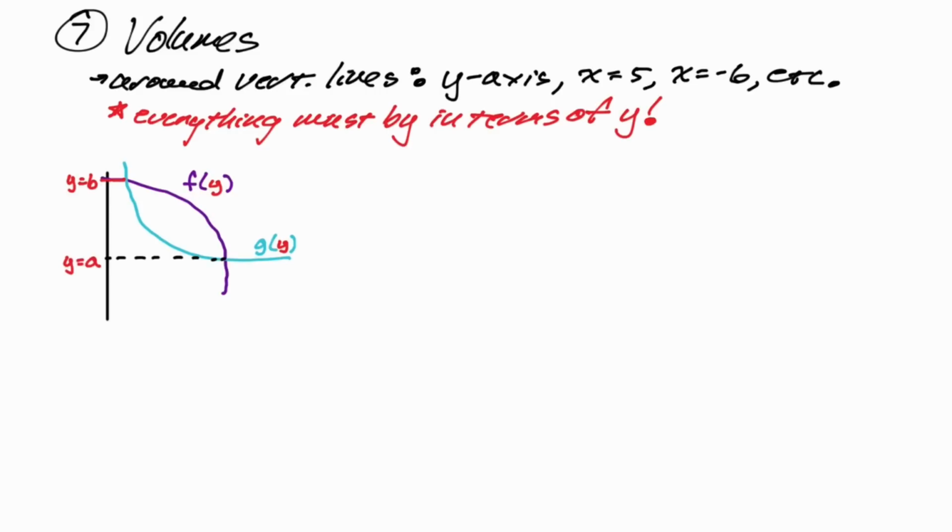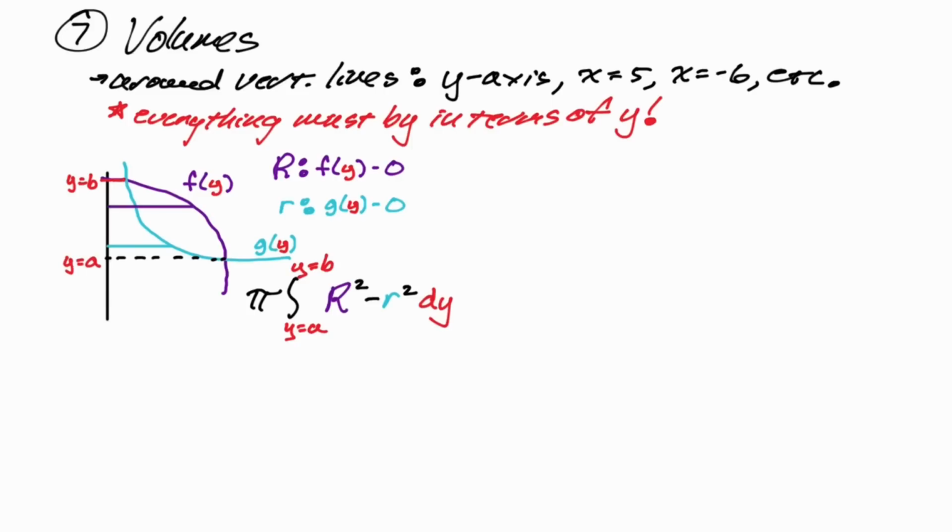Let's look at the pictures. The process doesn't change, right? We just draw our segments. One is bigger than the other. That's big R. And in this case, you're always doing right take away left. So big R is f of y minus 0. Little r is g of y minus 0. And then our integral, everything is in terms of y, so I'm going to really highlight that here. We have pi, the integral from y equals a to y equals b, and then it's big R squared minus little r squared, and then dy. If you write dy, everything needs to be a y value. The functions are functions of y, the bounds are y values, just everything is y.